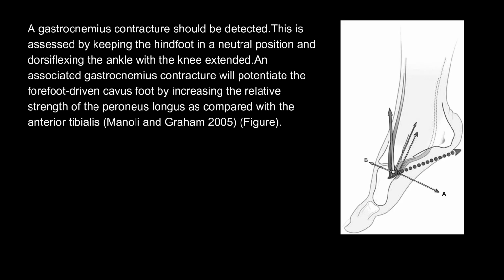A gastrocnemius contracture should be detected. This is assessed by keeping the hindfoot in a neutral position and dorsiflexing the ankle with the knee extended. An associated gastrocnemius contracture will potentiate the forefoot-driven cavus foot by increasing the relative strength of the peroneus longus as compared with the anterior tibialis, Manoli and Graham 2005, figure.